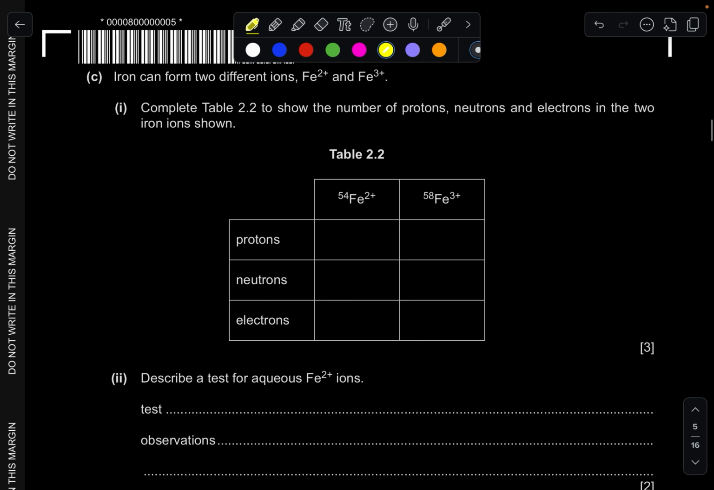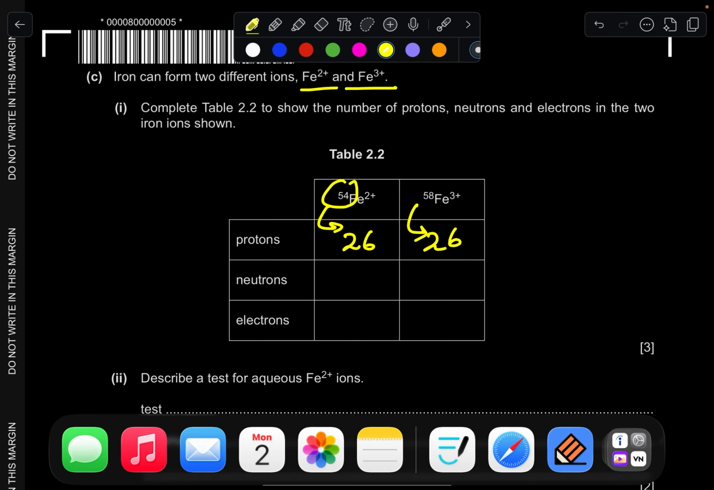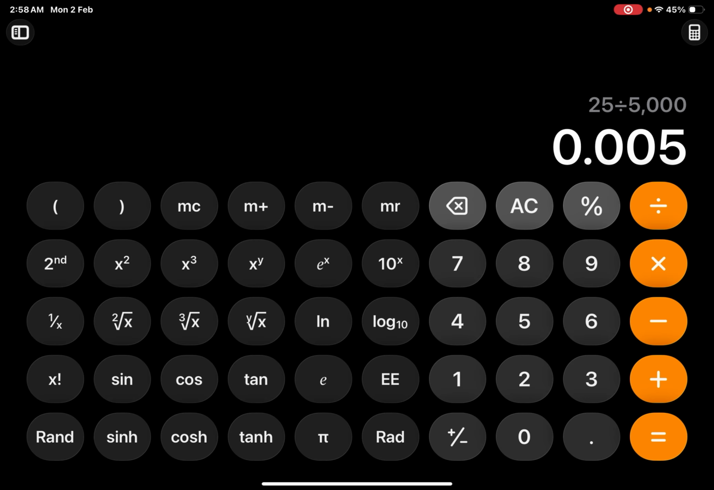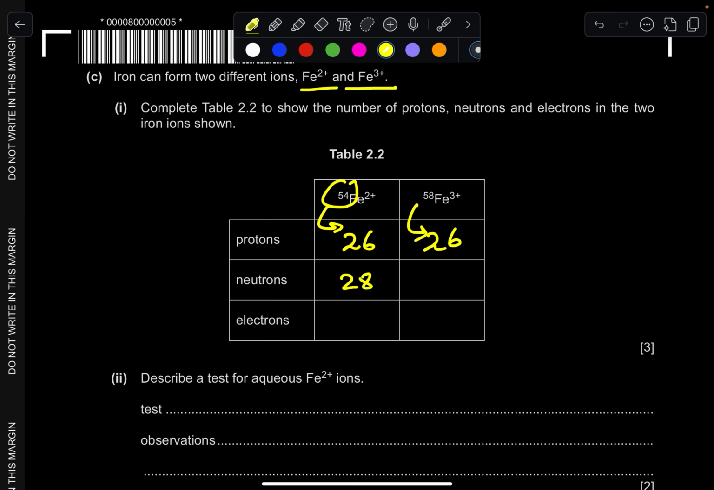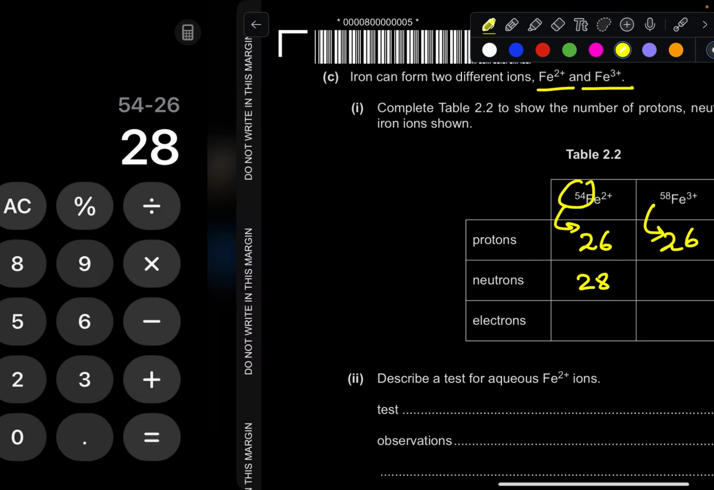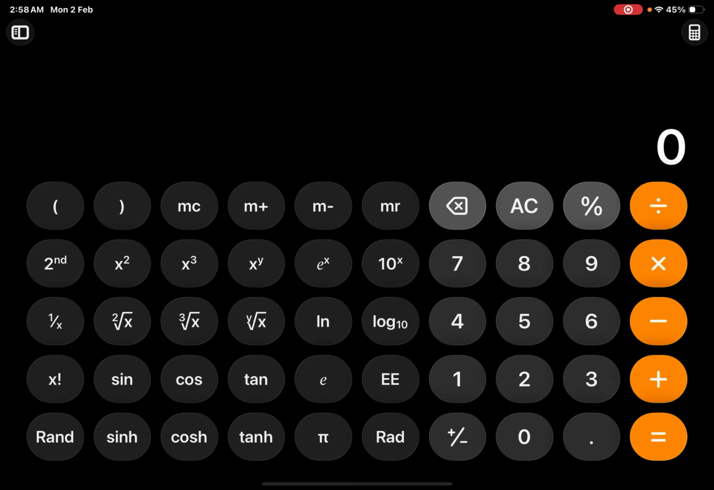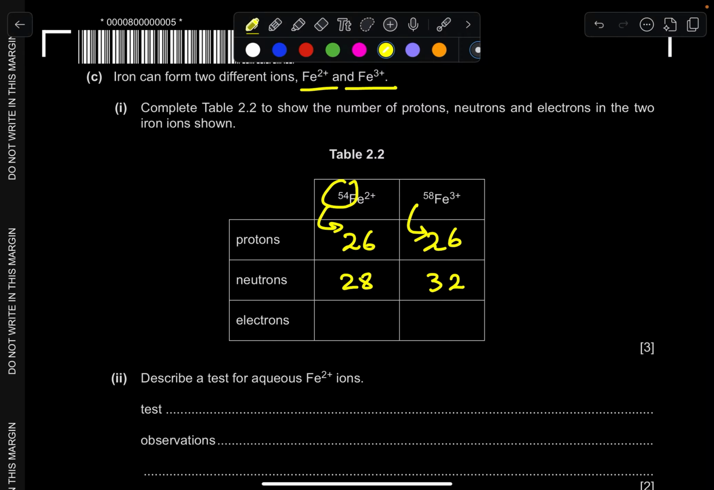Okay, complete table 2.2. Iron can form two species. We know Fe2+ and Fe3+. We've got to complete the table. Protons in both are going to be 26. Proton number does not change because of ions. Neutrons, 54 minus 26 and 58 minus 26. Let's see what we get. 54 minus 26, we get 28 for this one. And 58 minus 26, we get 32. 32 here, right?